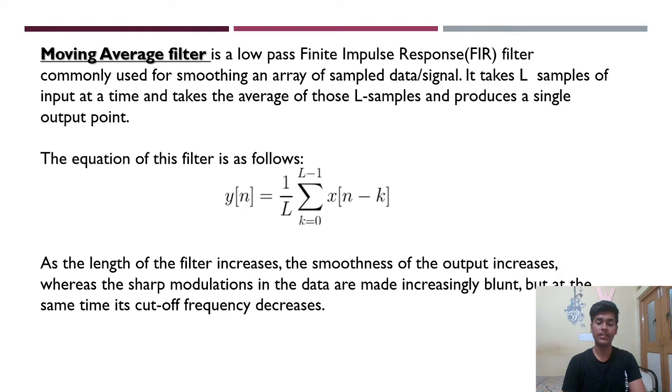As the length of the filter increases, the smoothness of the frequency increases, whereas the sharp modulations in the data are made increasingly blunt. But at the same time, its cutoff frequency decreases, which means if we go on increasing the value of L, after a certain point of time, the filter may remove useful information from the signal as well.